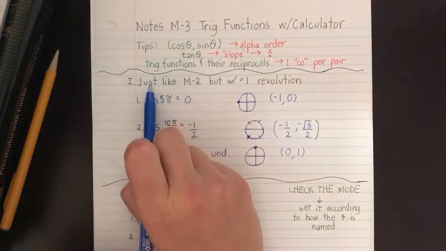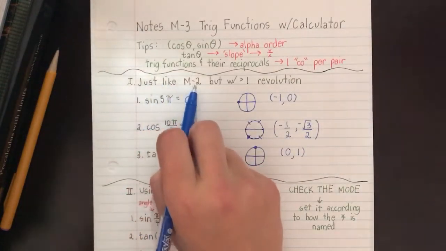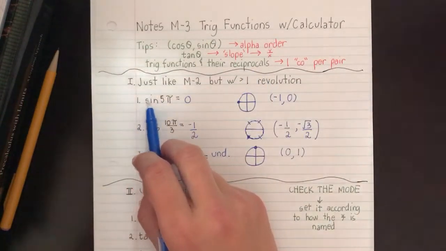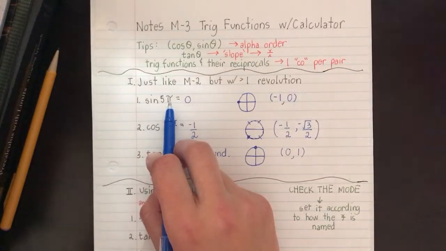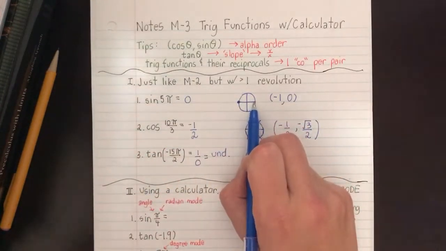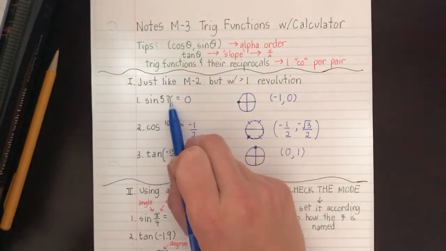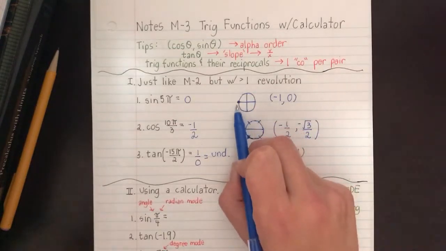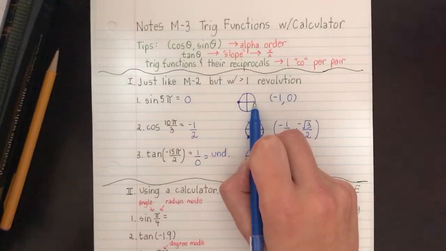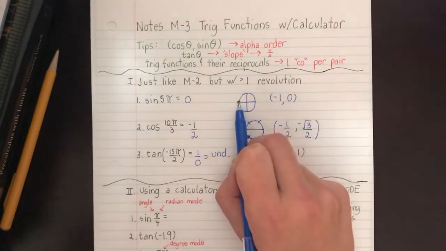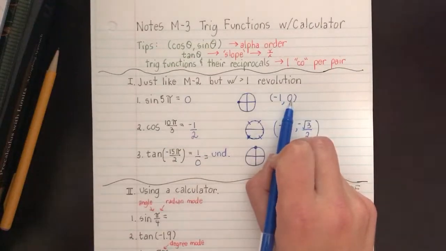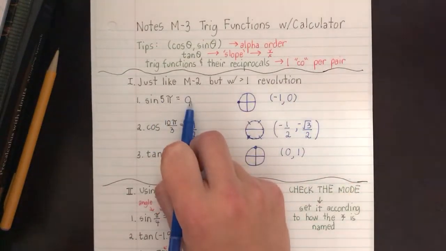So in part one, it's very similar. We're actually not getting to the calculator portion until part two. Part one is just like M-2, but with greater than one revolution on the unit circle. If I ask you to find sine of 5 pi, why is it 0? Look at our unit circle. We're talking 5 pi radians: 0, 2 pi, 4 pi, not quite 6 pi, but 5 pi. So this point here, that coordinate on the unit circle, is -1, 0. Sine deals with y, therefore sine of 5 pi equals 0.